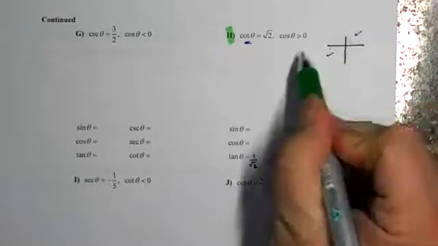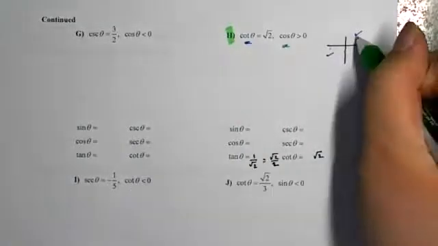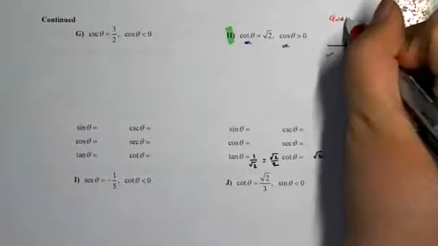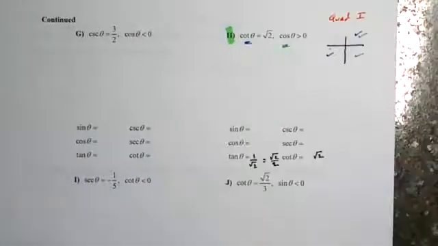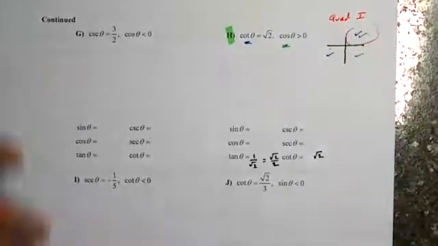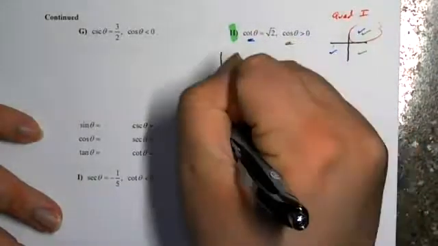Cosine, greater than 0. In which quadrants is cosine positive? 1 and 4. So it looks like I'm in quadrant 1. That's where they overlap. So go ahead and draw my x and y axis.